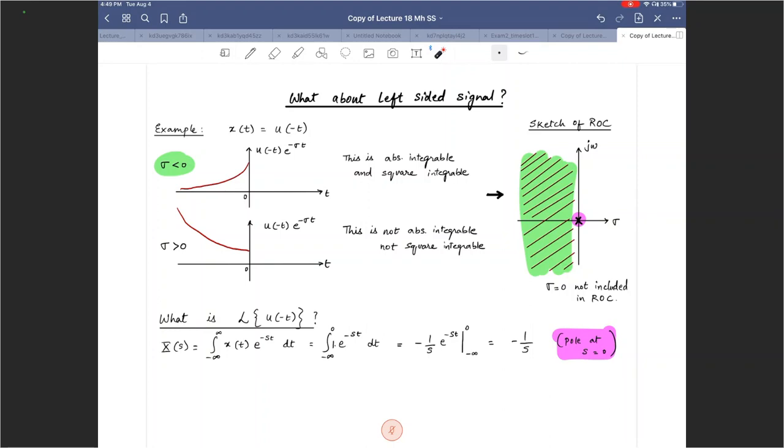We looked at what happens when the signal is left-sided. If it's a left-sided signal, then our region of convergence will be to the left of the leftmost pole. The example we looked at only had one pole at origin, so the region of convergence was to the left of that.